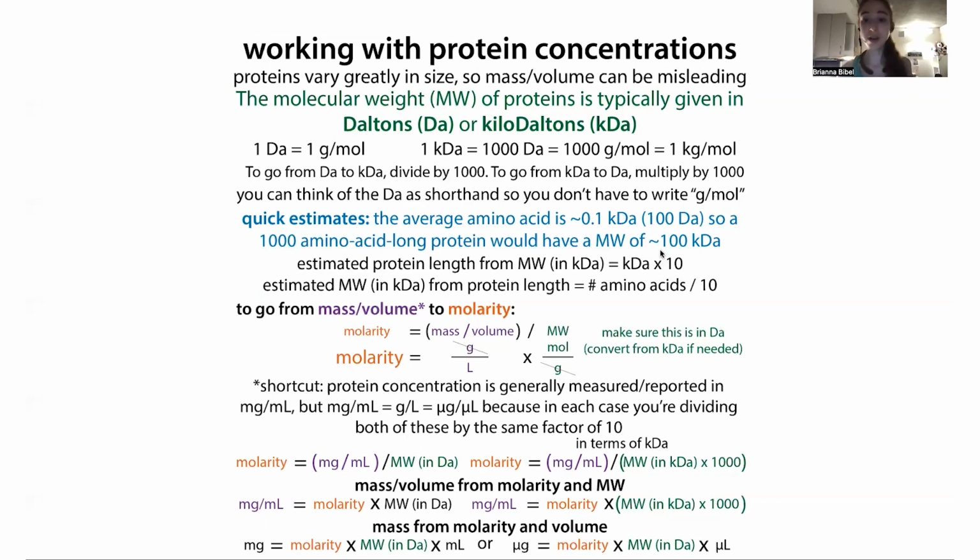So if we started by knowing that our protein was about 100 kilodaltons, then we can multiply it by 10 to figure out it was about 1,000 amino acids long. And if we wanted to know the estimated molecular weight from the protein length, we could take the number of amino acids and divide it by 10. So if we knew that it was 1,000 amino acids long, we would divide it by 10 to get to 100. Okay, so these are just estimates though.